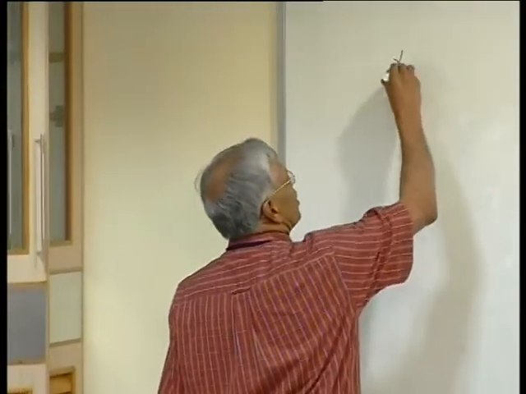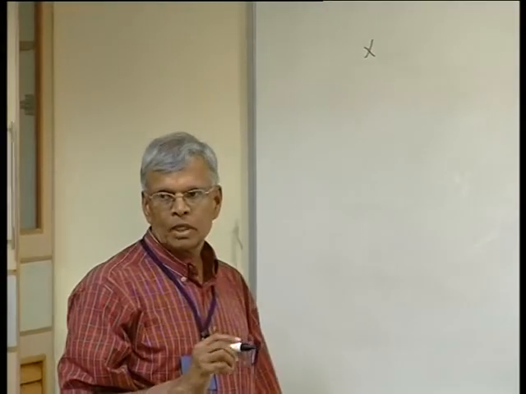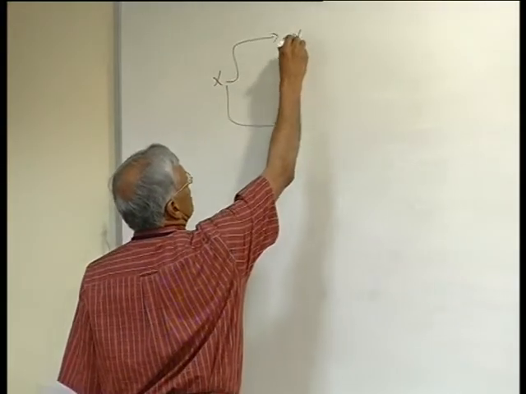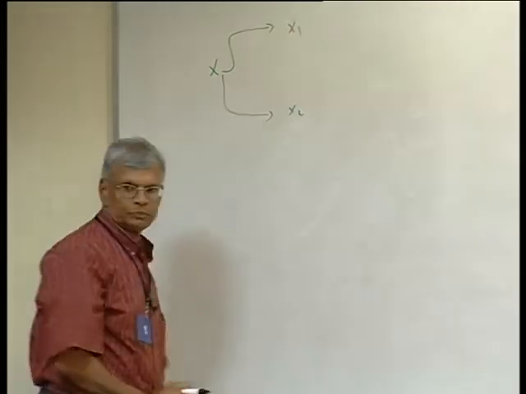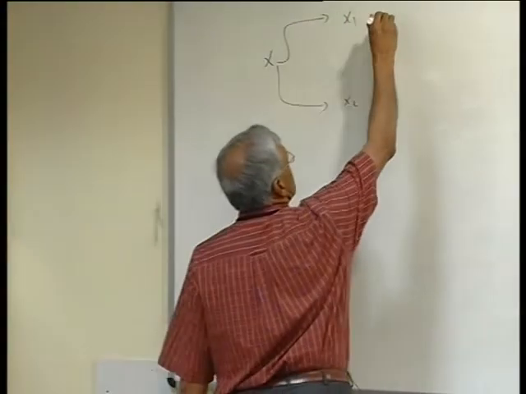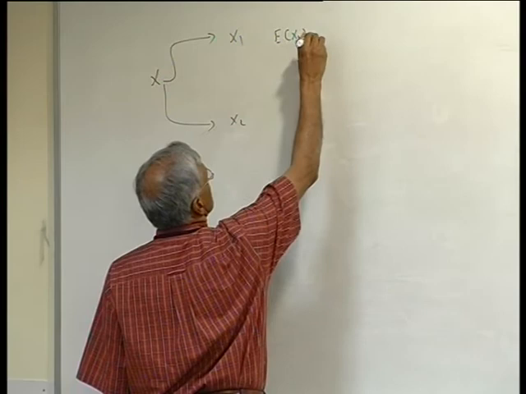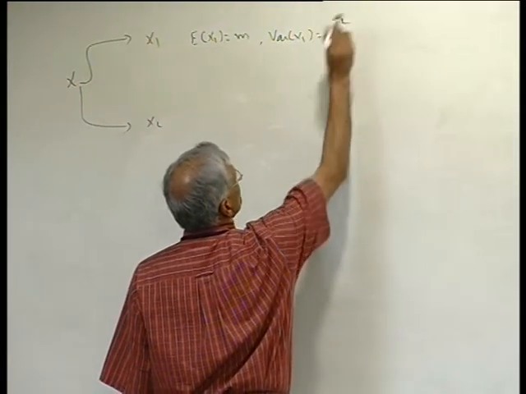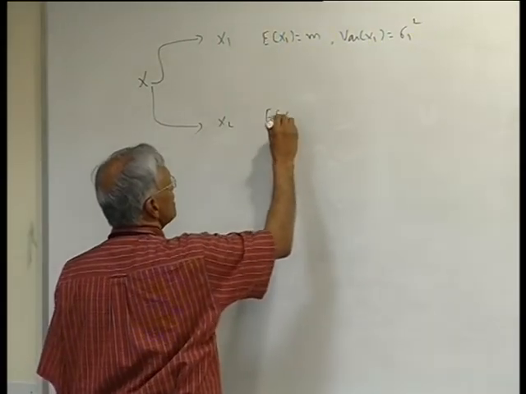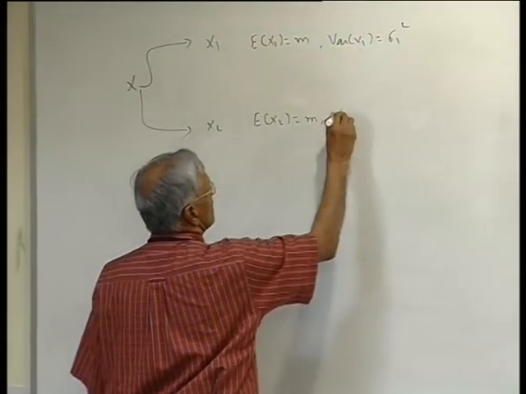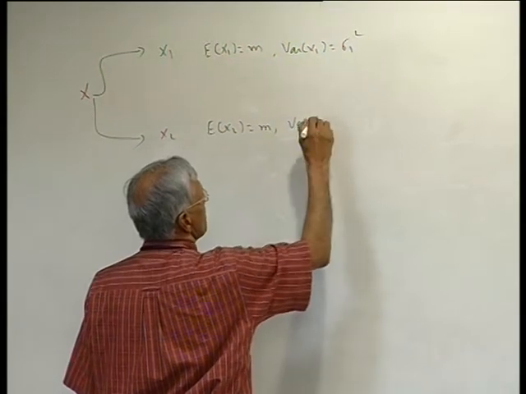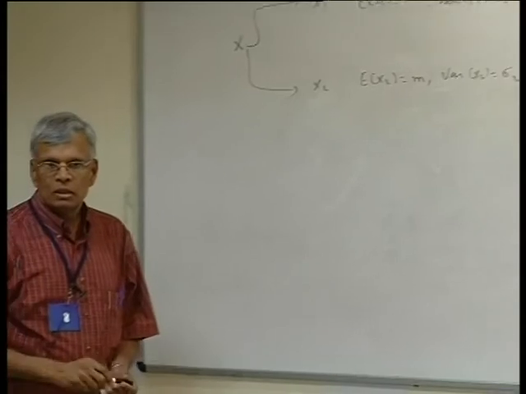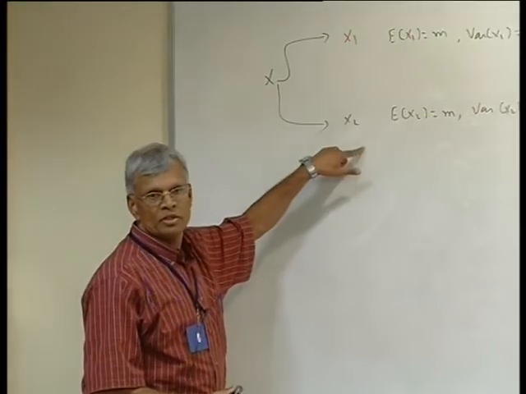So let me start with this basic fundamental problem. Let us suppose there is an unknown quantity x. There are two pieces of independent information about that, x1, x2. The mean of x1 is m. The variance of x1 is sigma 1 square. The mean of x2 is m. The variance of x2 is sigma 2 square. I'm assuming these two are independent information.